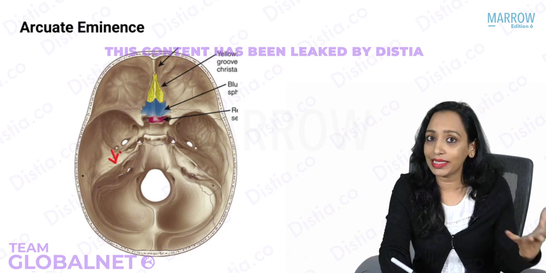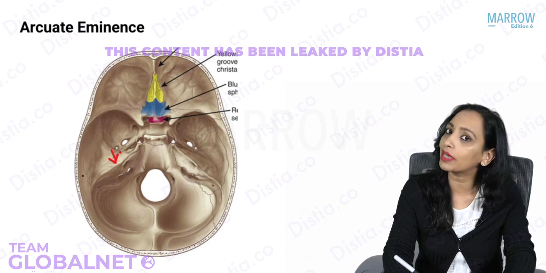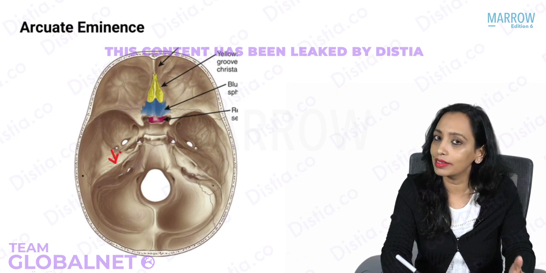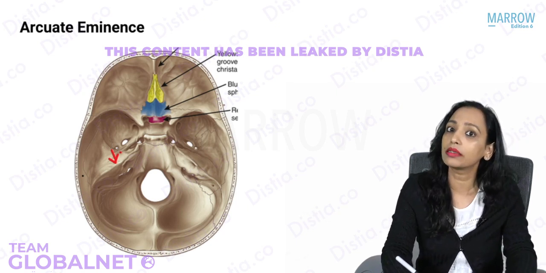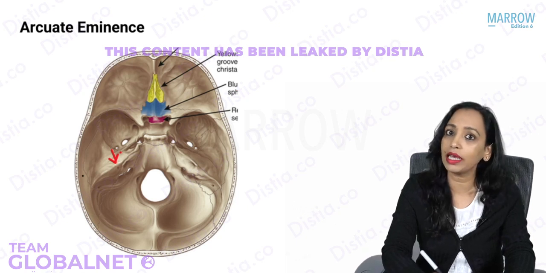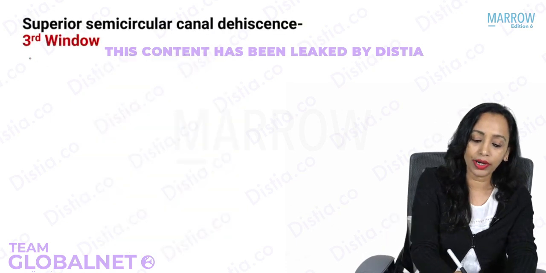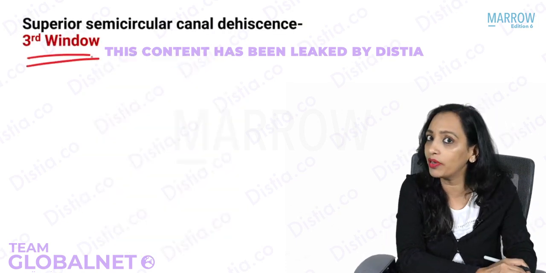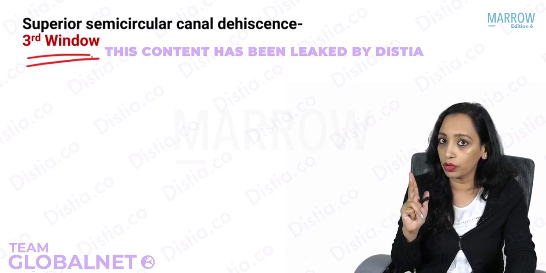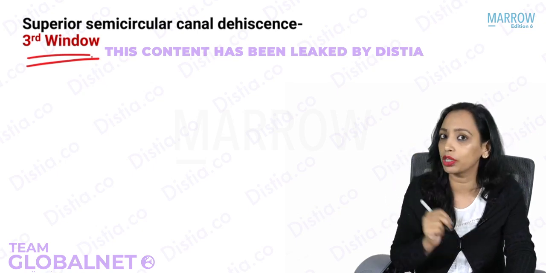So if it is dehiscent, if it is gaping, which can occur because of any trauma, or it can be present congenitally, that is what we call superior semicircular canal dehiscence syndrome, or it is known as third window. And yes, this bulge is what is known as the arcuate eminence, the bulge of the superior semicircular canal. Why third window? Because normally we are supposed to have only two mobile windows. Which two? The oval and the round window. So if we have an opening here, it becomes like a third mobile window, and that creates all the problem.